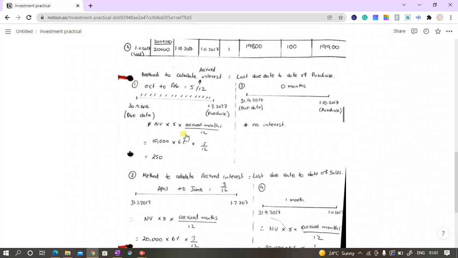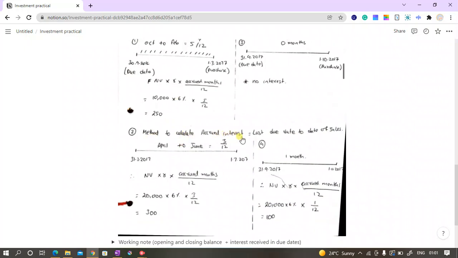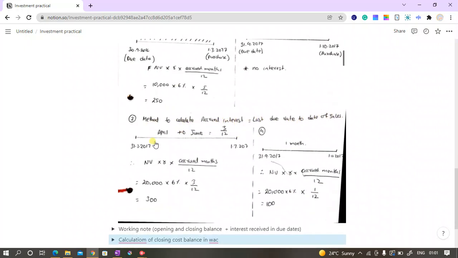So in the second, number 2, we made the sales. Method to calculate accrued interest: last due date to date of sales. So what was our accrued date? March.